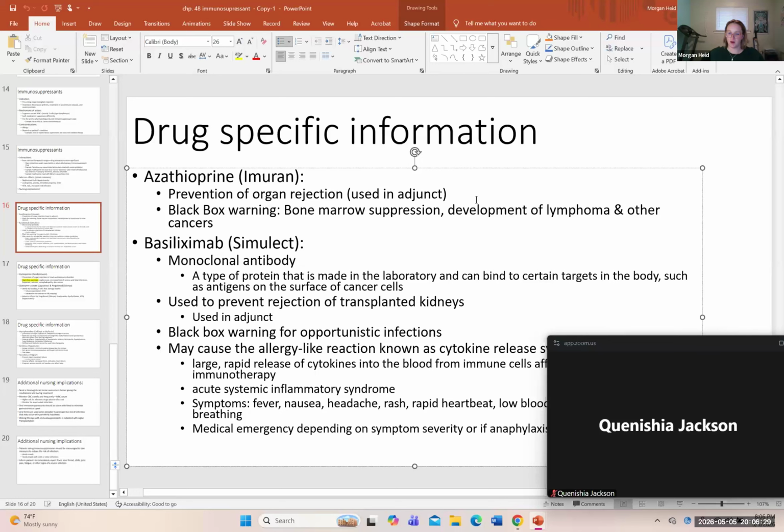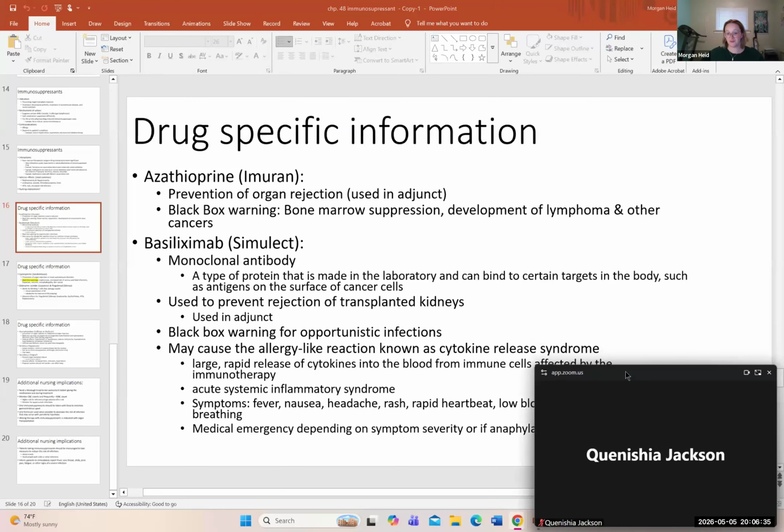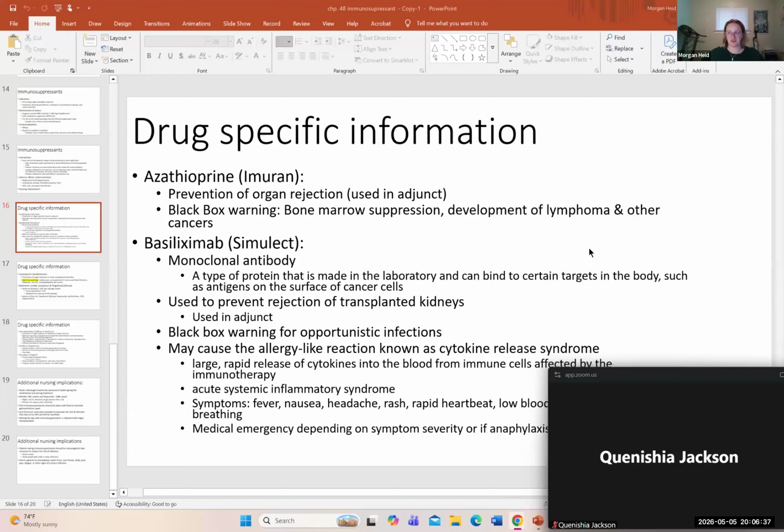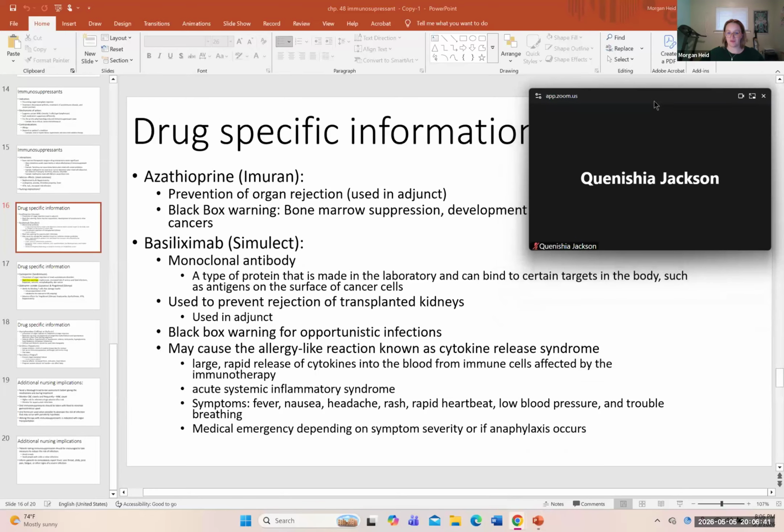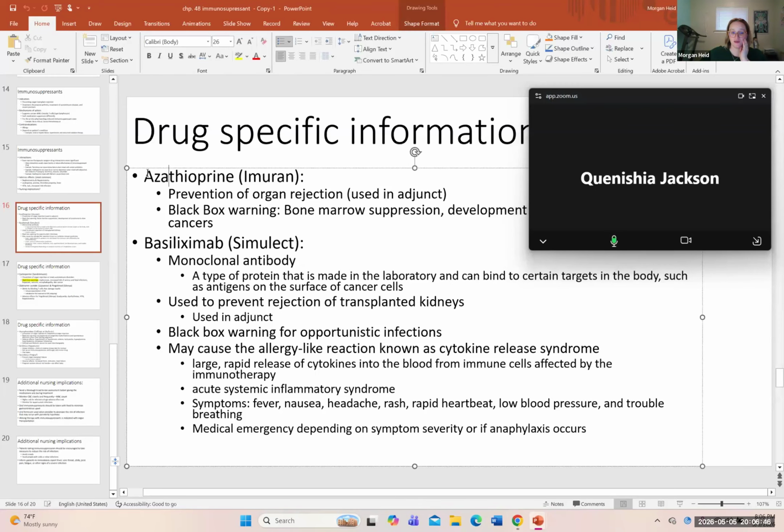Also, I have a higher risk of developing lymphoma or other types of cancer. So this medication actually increases your risk of getting cancer. That would be a black box warning. So about this one right here, just know both names and then just know the black box warning.